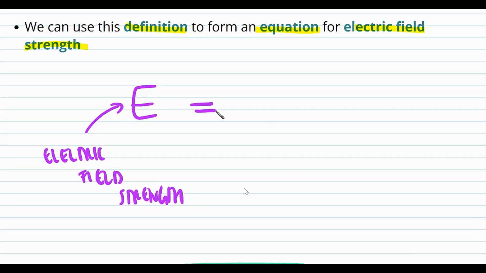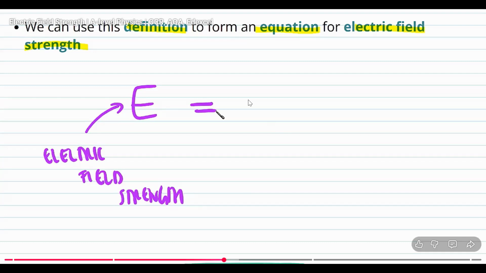For example, the two formulas that we talked about last week for electric field strength: it was equal to force per unit charge, that is F over Q, and the other was voltage over distance. These were the two formulas of electric field strength, F over Q or delta V by D.